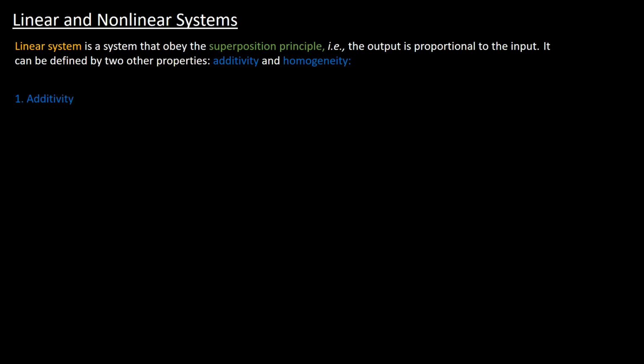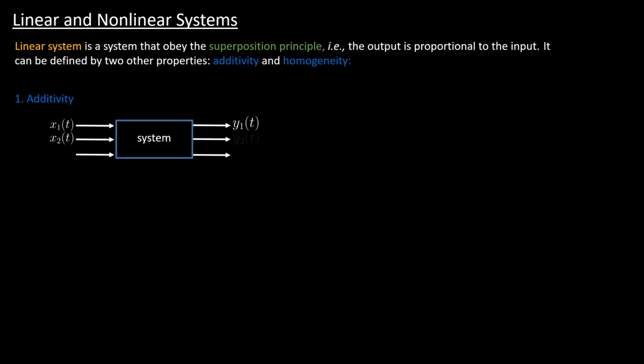First, let us define additivity. A system is said to be additive if the output produced by the sum of two inputs is equal to the sum of the outputs produced by each one. Meaning that if we input a signal x1, it will output y1. If we input x2, it will output y2. So then, if we input x1 plus x2, the output will be y1 plus y2, which is the sum of the outputs produced by the inputs x1 and x2 separately.